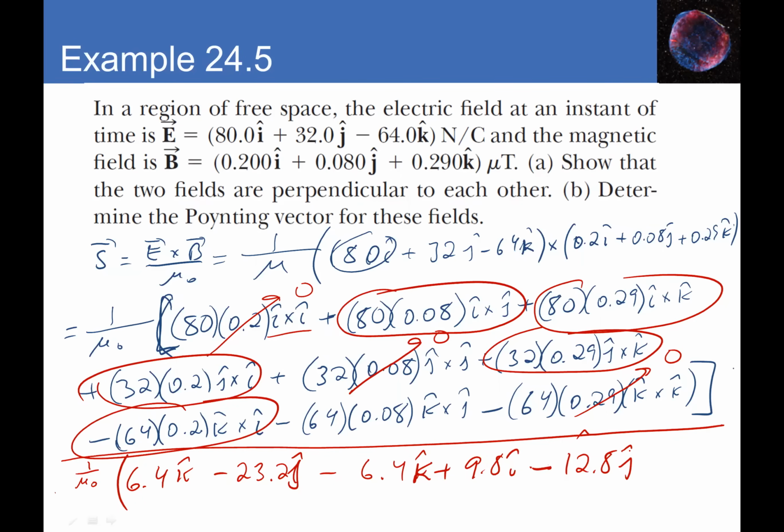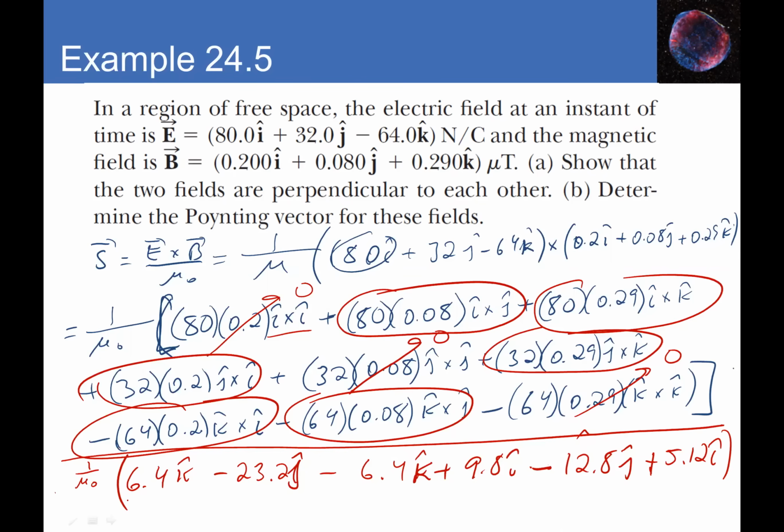So finally down to the last term. So negative 64 times 0.08. So this should give us 5.12. So negative 5.12. But then when you do k hat cross j hat, you get negative i hat. So that cancels this one. So you get i hat like that. All right. So we get this.